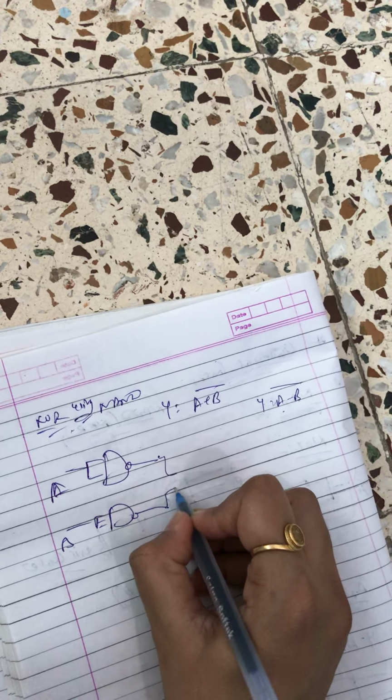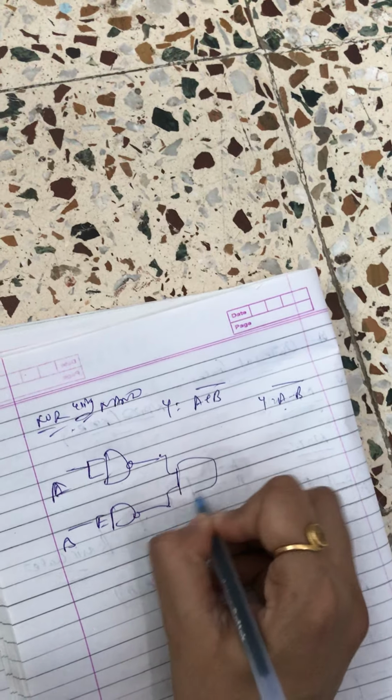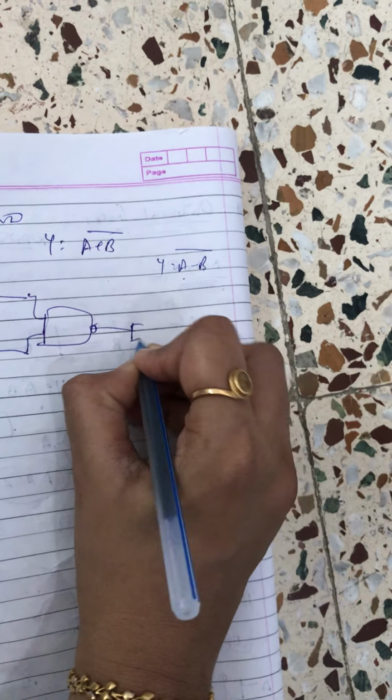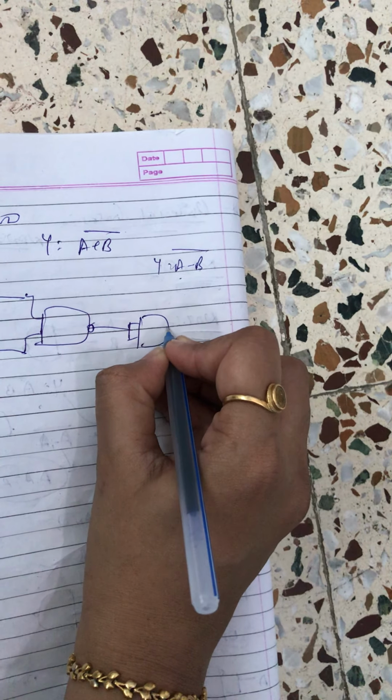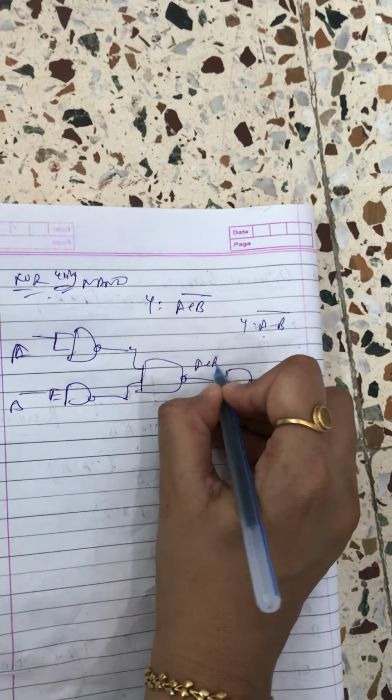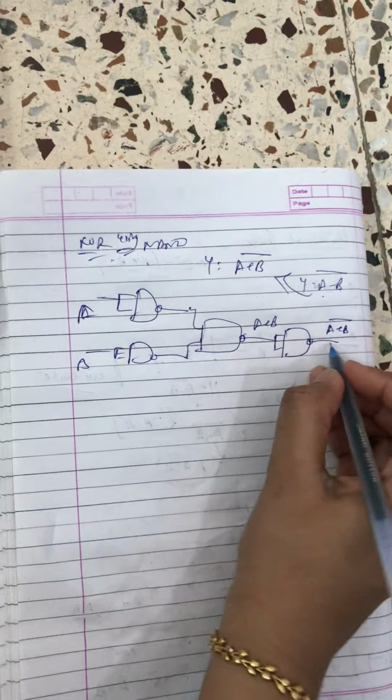Up till now you know how to make OR. I taught you how to make OR, and this one you made. Now you just need to make a bar of it, so you need one NOT at the end of your circuit. Up till now it's A plus B, and at the end of this it becomes (A plus B) bar. So you can make this one from this. This one is your Y.